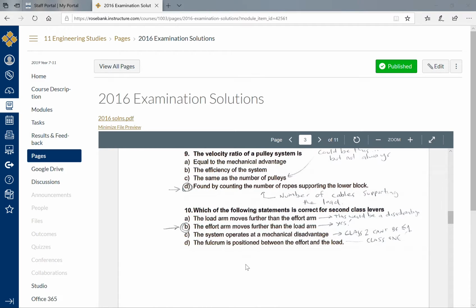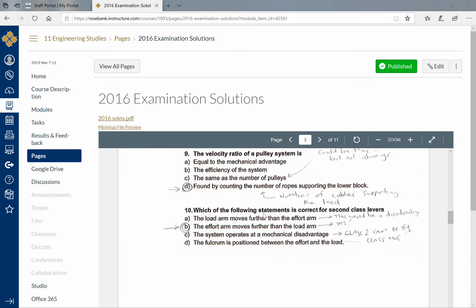Which of the following statements is correct for a second class lever? So you need to know the classes of lever, and you know that with the classes of lever, class 1 has the fulcrum or the pivot point in the center, and then you work out what each class is by what's in the center. So fulcrum in the center is class 1. If you have the load in the center, you have a class 2, and if you have the effort in the center, you have a class 3. So class 1, seesaw; class 2, wheelbarrow; class 3, your standard stapler.